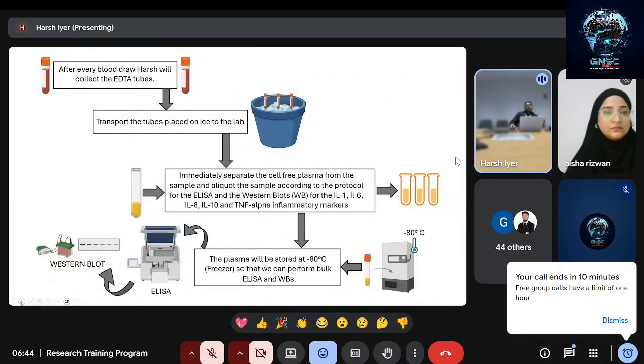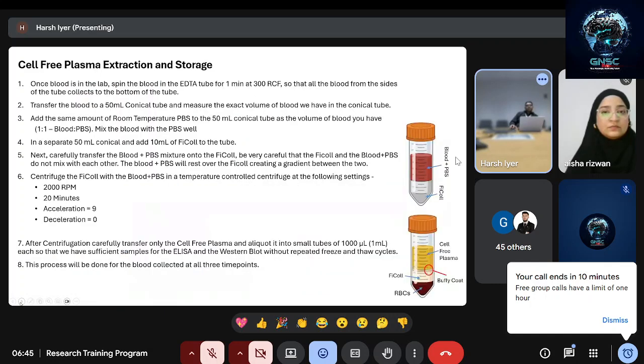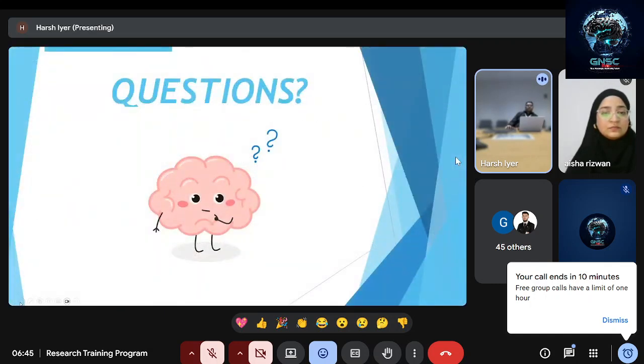So we did do an extra part also where we looked at inflammatory markers, and I did the blood extraction for the patients. But yeah, that's about it. If there are any questions, please do let me know.